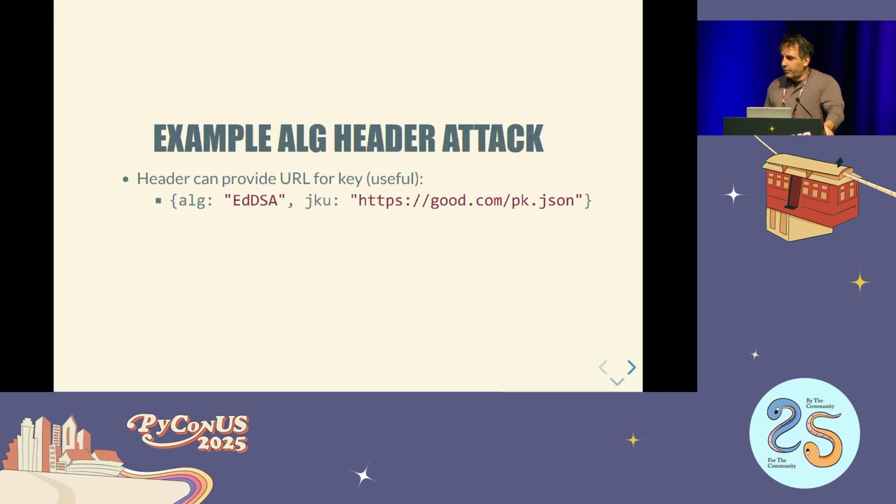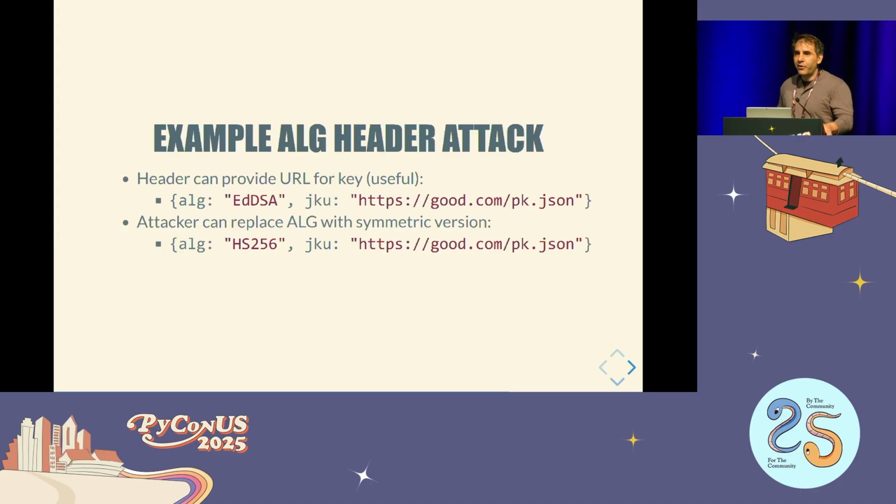Let me give you a slightly more interesting example here. So, okay, let's say you're like, okay, JKU, I get it, you're choosing the keys. You can't let anyone just tell you which keys to use, you gotta whitelist it. But what about the algorithm? Why do I need to whitelist the algorithm? These are all cryptographically secure algorithms. Why don't I let whoever's sending the token choose that?